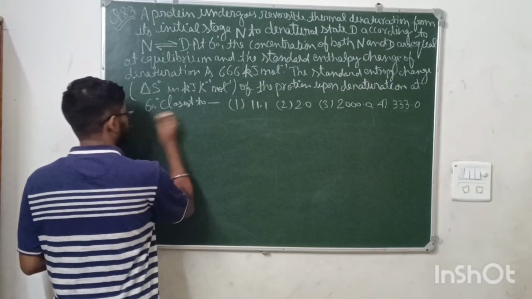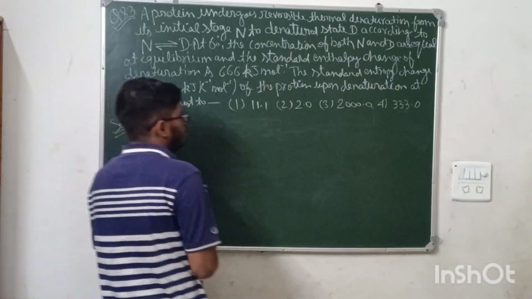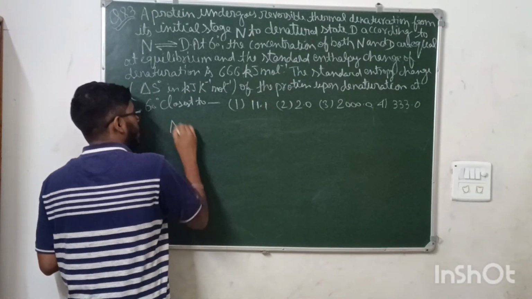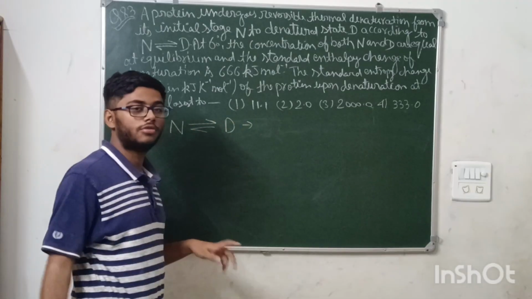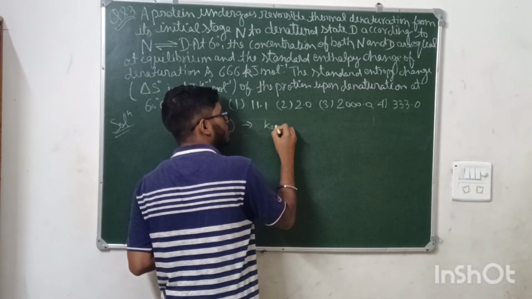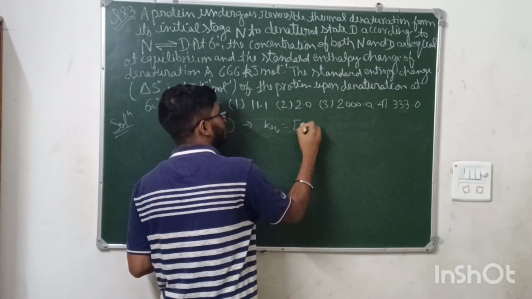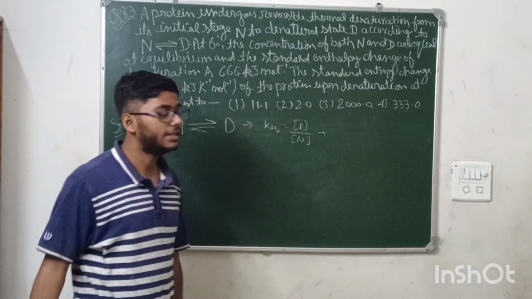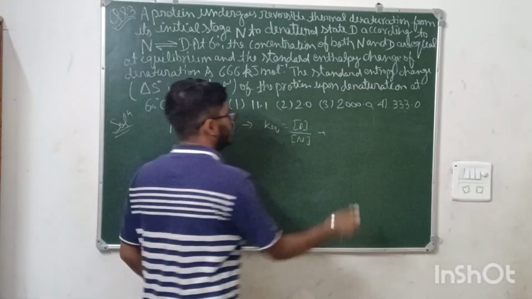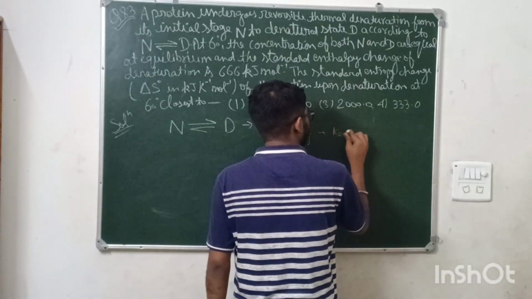Okay, so first of all, how will you do this question? First of all, the reaction is given, N converts to D. If you write the equilibrium constant K for this, it will be concentration of D upon concentration of N. Okay, it is saying that the concentrations of both are equal, which means the equilibrium constant K is 1.